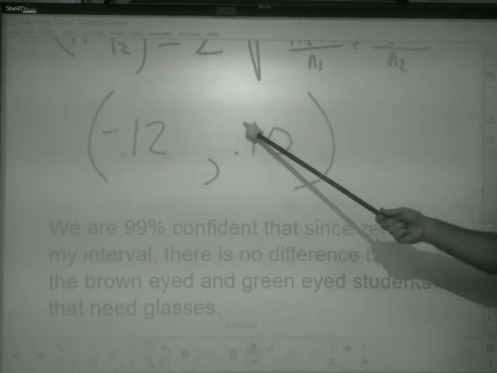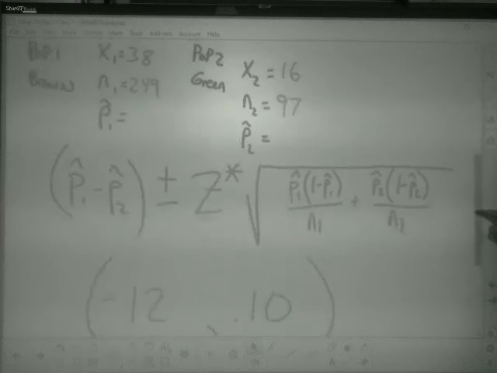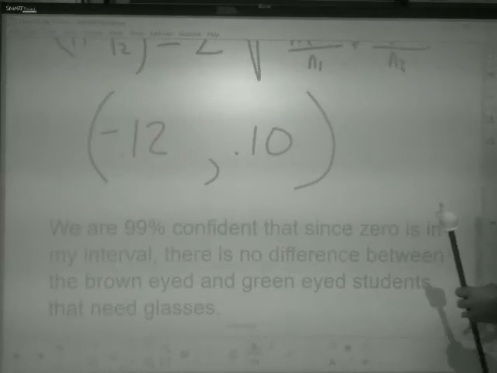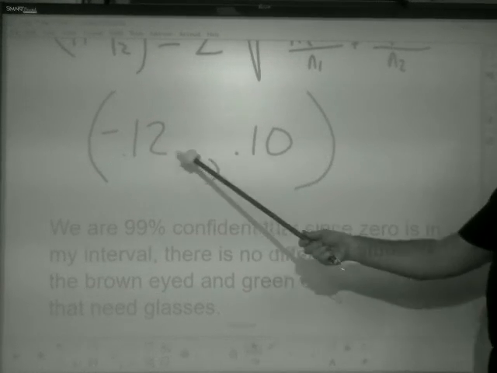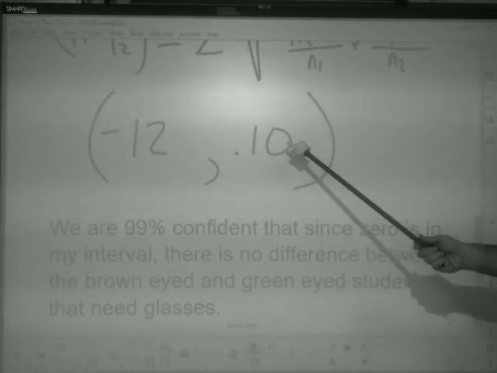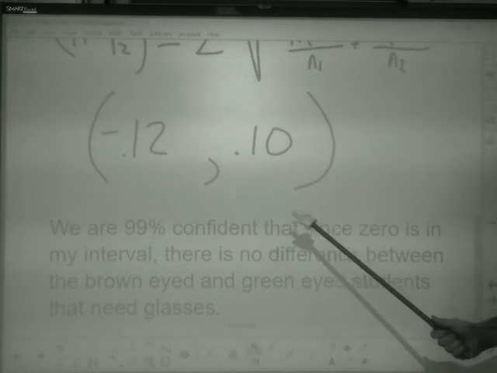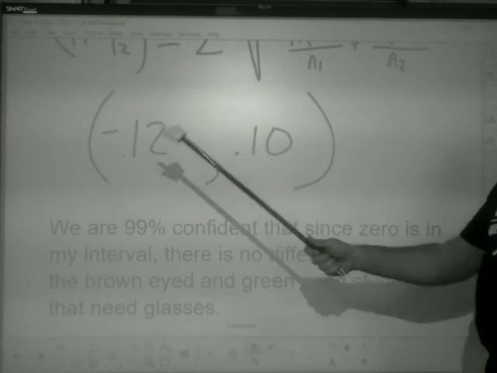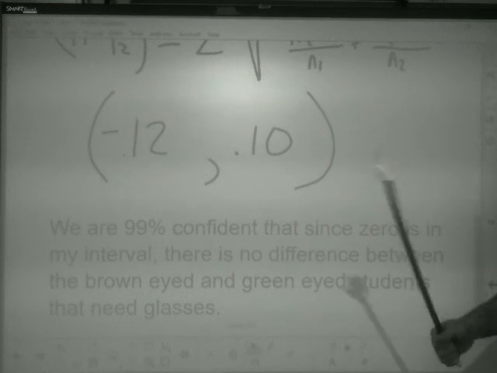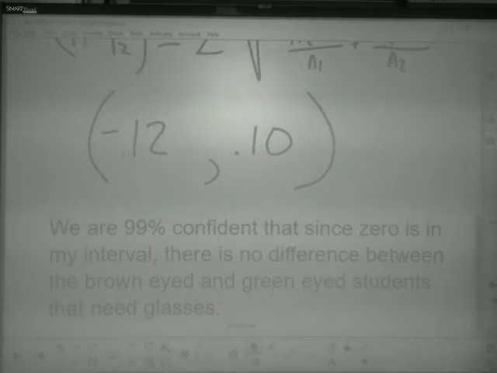Now, if they were both negative, we would say whoever group 2 is, and group 2 is green eyes, that 10 to 12% more green-eyed students need glasses than brown eyes. If they were both positive, we would say that we are 99% confident that 10 to 12% more brown-eyed students need glasses. But because we're negative and a positive, it would suggest no difference since 0 is in my interval. And that's two proportion Z interval.